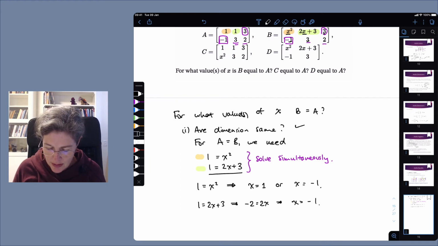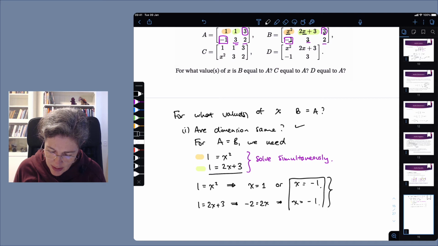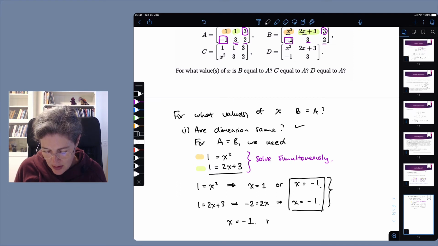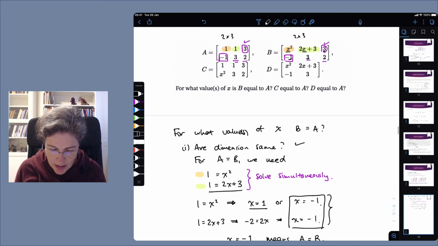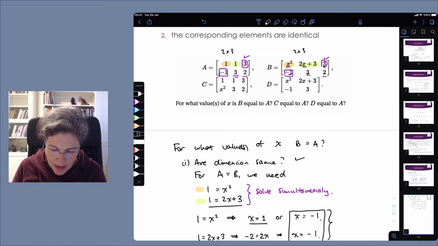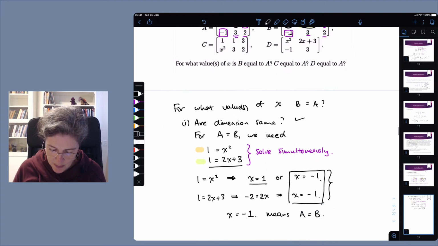So if we look at these, solving these simultaneously, the only solution which is valid for both of them is x is equal to -1. So x is equal to -1 means that a is equal to b. Notice that if I put in x is equal to 1, then this term would be equal to 1, so that would be fine, but this term would be equal to 5, and it needs to be equal to 1, so that wouldn't work.